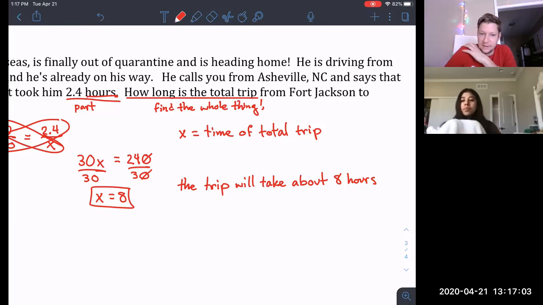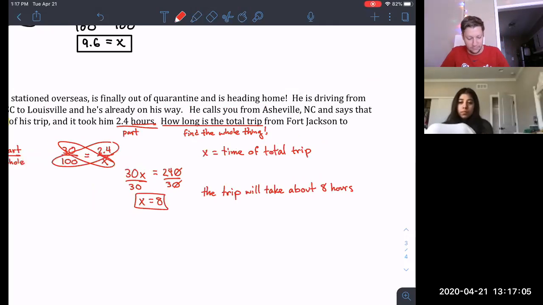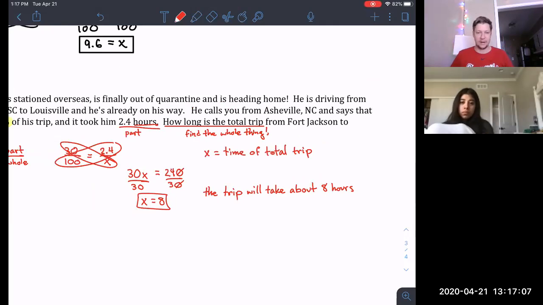The cool thing is I looked this problem up. I looked up Fort Jackson because I wanted to find a naval base that was on the East Coast. And I made the answer so that it would be 8 hours, but then I looked up how far it actually was away, and it said 7 hours and 55 minutes. So it's pretty crazy. It's actually accurate.